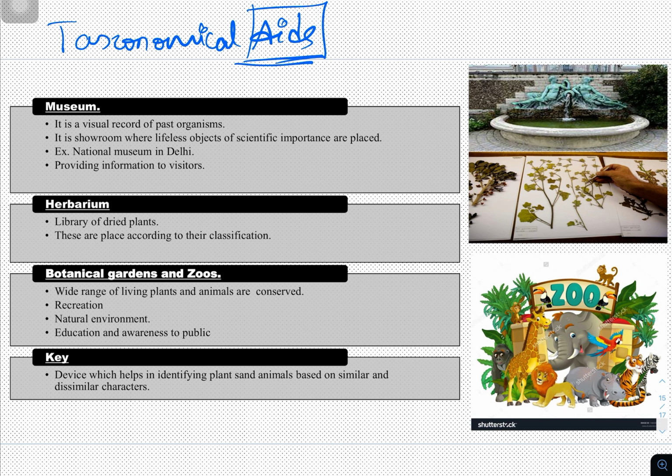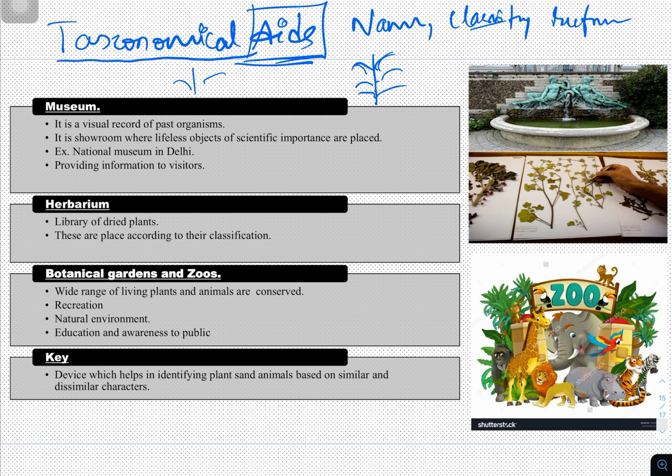So here, in order to name an organism or to classify an organism, we need certain references, right? Without references, we cannot classify. Just by holding a plant in my hand, I cannot classify it immediately unless I am a famous biologist who knows all the principles of biology. If I know all the principles of biology, I can easily name it or classify it. But for a common man, how should he identify or classify? So he needs certain references. Those references are nothing but taxonomical aids.